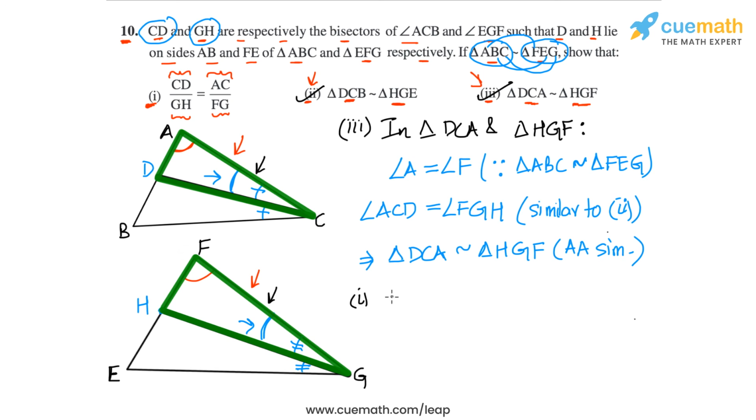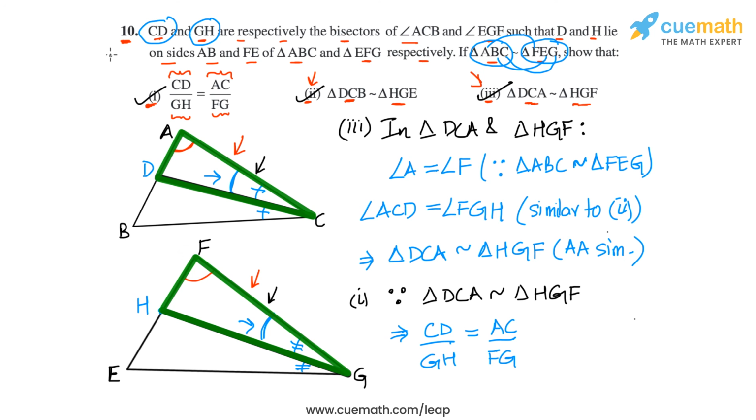Okay, so let's write this now. So this is part 1, and because we have proven that triangle DCA is similar to triangle HGF, their corresponding sides must be in the same ratio, and therefore we can write CD by GH must be equal to AC by FG. So part 1 is straightforward once we have done part 2 and 3. So with this we have completed part 1, and we have completed question number 10.